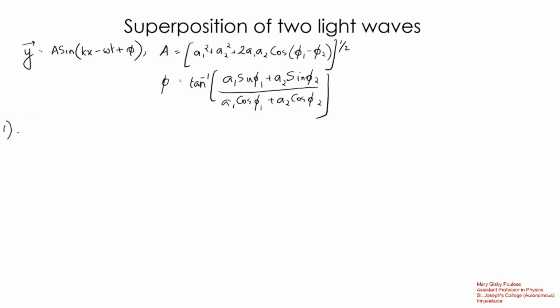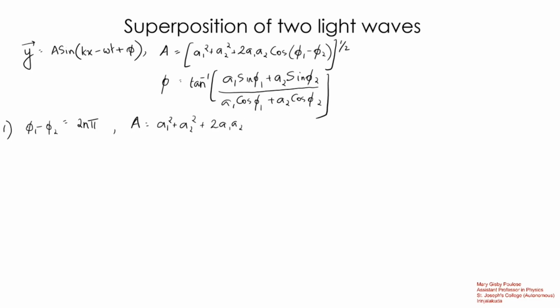So the first case is what happens when the phase difference phi 1 minus phi 2 is an even integral multiple of pi. Now when this happens, we have the amplitude to be a1 square plus a2 square plus 2a1 a2 cos of 2n pi. The cos 2n pi is 1. Hence we get a1 square plus a2 square plus 2a1 a2.